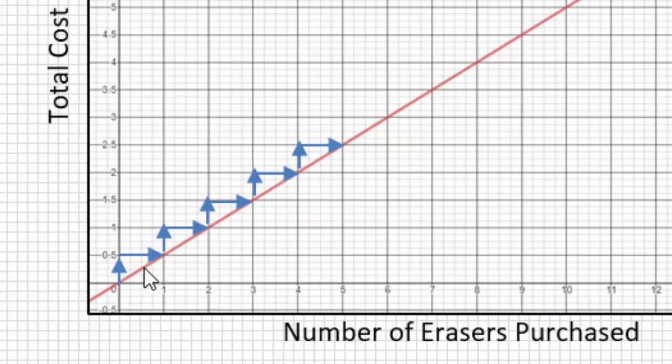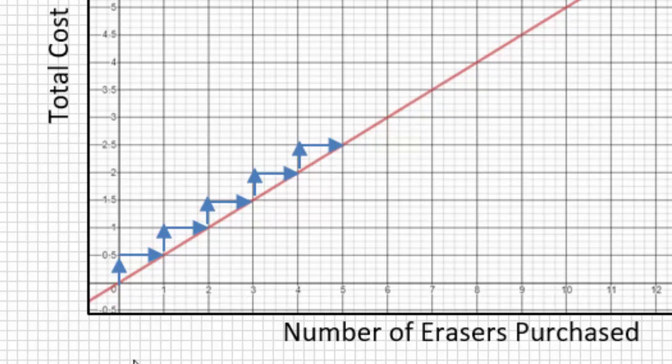Yeah, it sure does, and I've drawn that a few more times. So it goes up 50 cents when 1 is purchased, up 50 more cents to $1 when we purchase 2, up to $1.50 when we purchase 3, up 50 cents to $2 when we purchase 4, and so on and so forth. We could have drawn those arrows all the way through. They kind of look like stair steps, and they're all the same size. They go up the same amount each time as they go over. That's what creates this nice line.